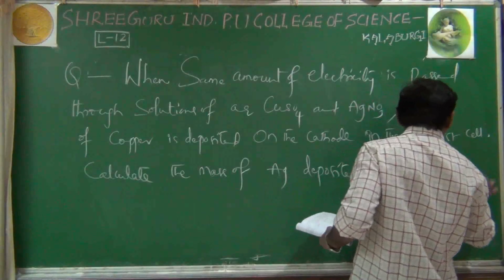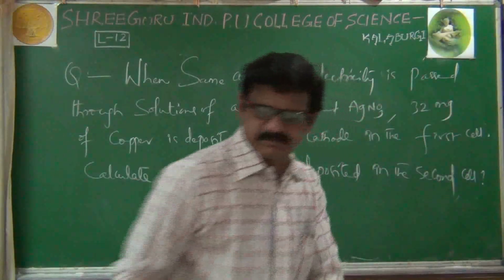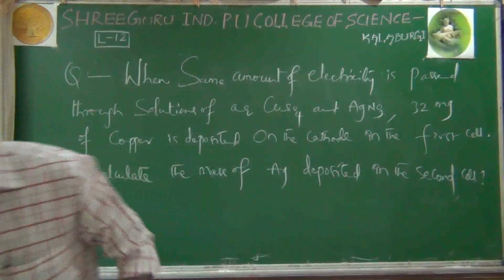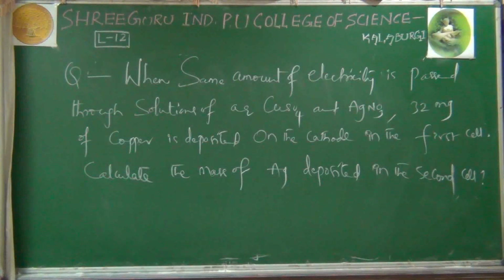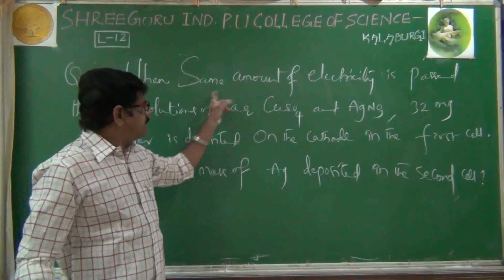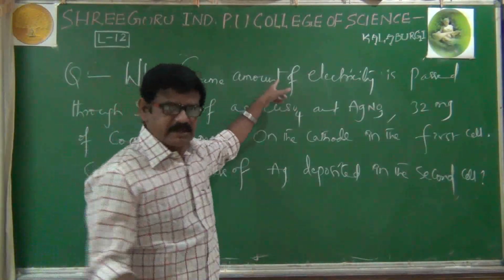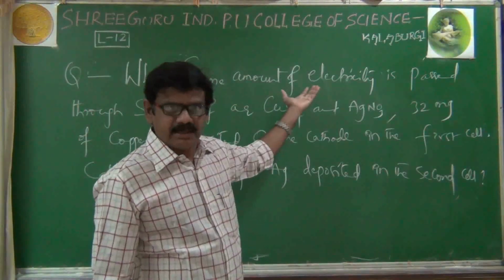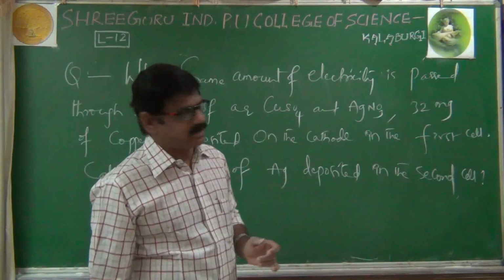In the second cell. That's all. This is the question. First, we'll try to understand the given data clearly. When the same amount of electricity is given, we can directly take it as Faraday's second law only.